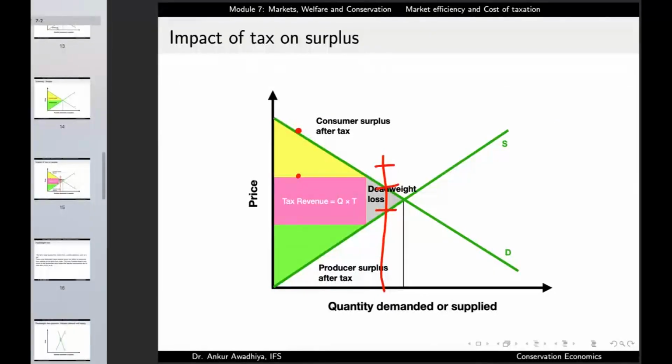The revenue is the quantity of goods sold multiplied by the amount of tax. But if the good is not sold because it is no longer lucrative to the buyer and the seller, then the government also does not get the revenue. So this is a loss in the total surplus that arises because of the market distortion, in this case, the taxation.